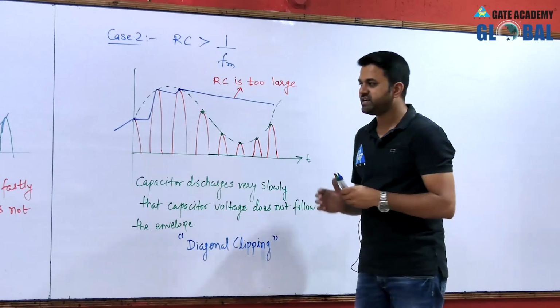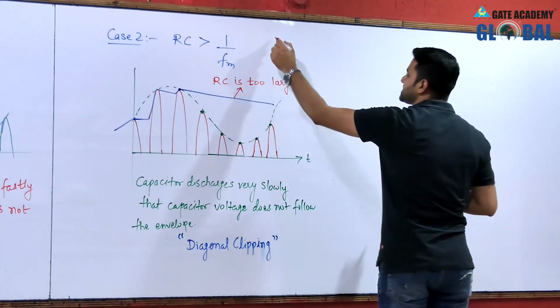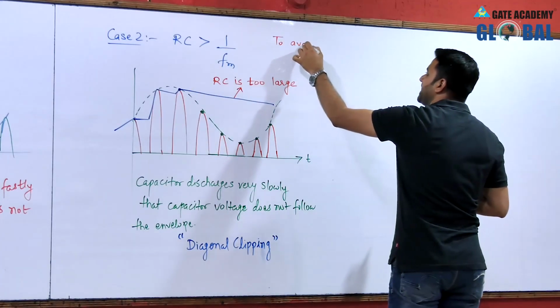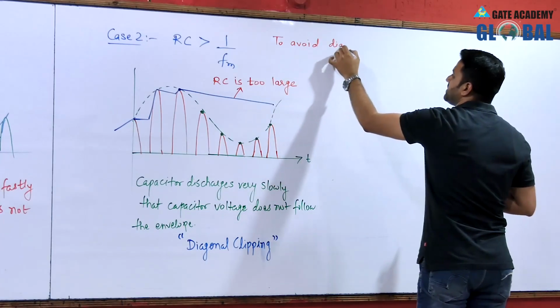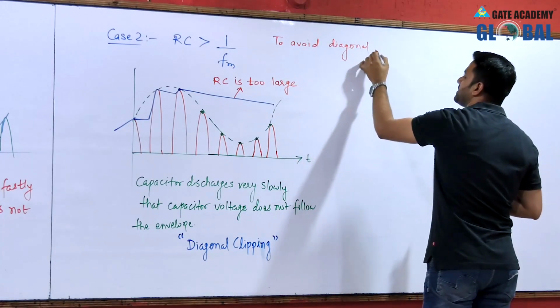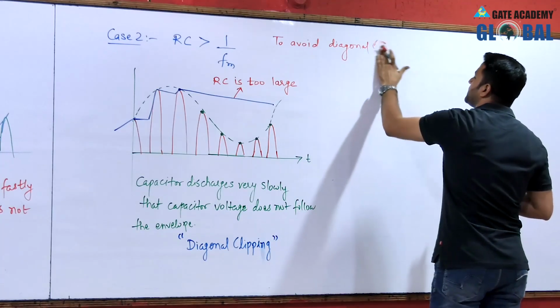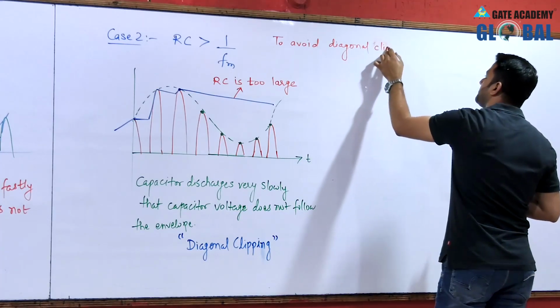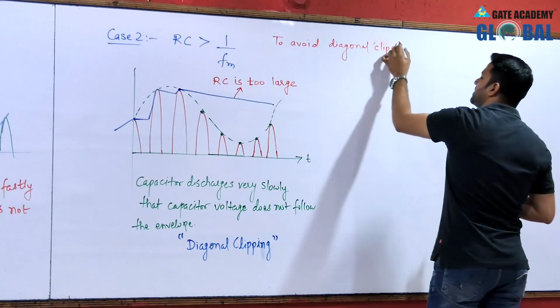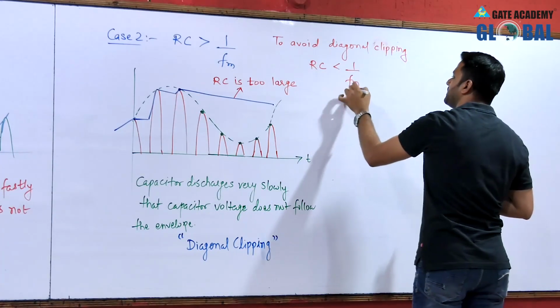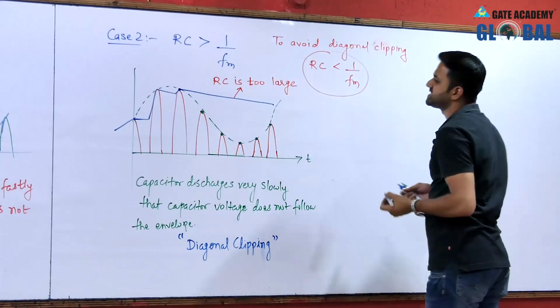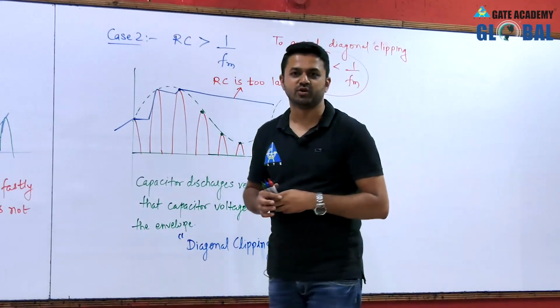So, if somebody asks you, to avoid diagonal clipping what should be the condition? To avoid diagonal clipping, we have to keep this RC less than 1 upon Fm. If this condition is satisfied, then there will be no diagonal clipping.